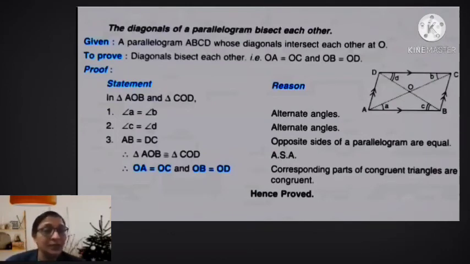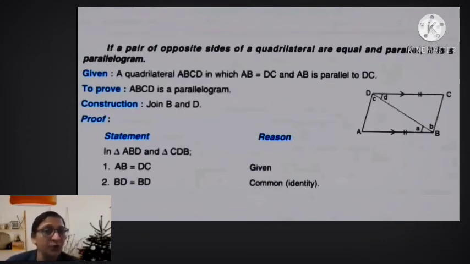Let's move to another property related to parallelogram. If a pair of opposite sides of a quadrilateral are equal and parallel, it is a parallelogram. Here we have turned around the statement which we have proved before. So given is the quadrilateral ABCD, in which side AB equals side CD, and they are both parallel to each other, since they are an opposite pair of sides. We need to prove quadrilateral ABCD is a parallelogram.